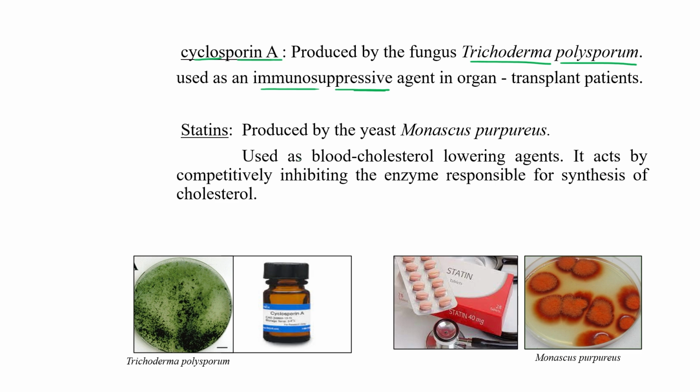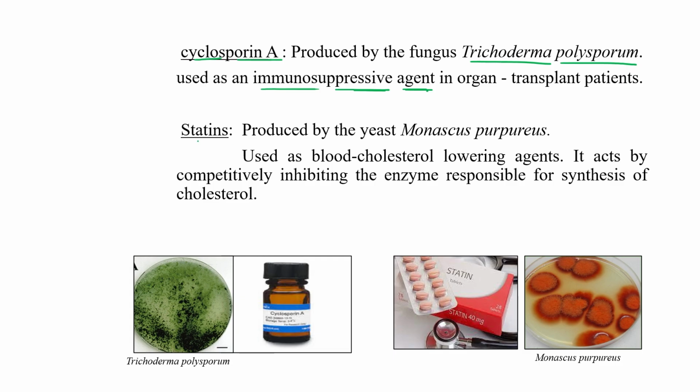So although before the transplantation doctors have gone through many types of tests, after that also the person involved in this type of organ transplantation procedure has to take immunosuppressants according to the guidelines of doctors. So this immunosuppressant agent, cyclosporin A, is isolated from the fungus Trichoderma polysporum.